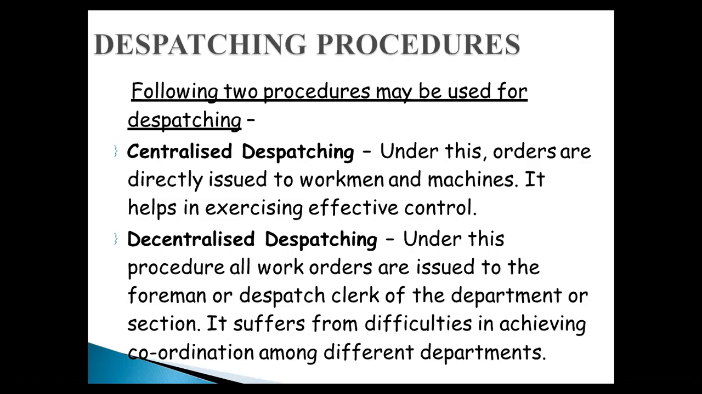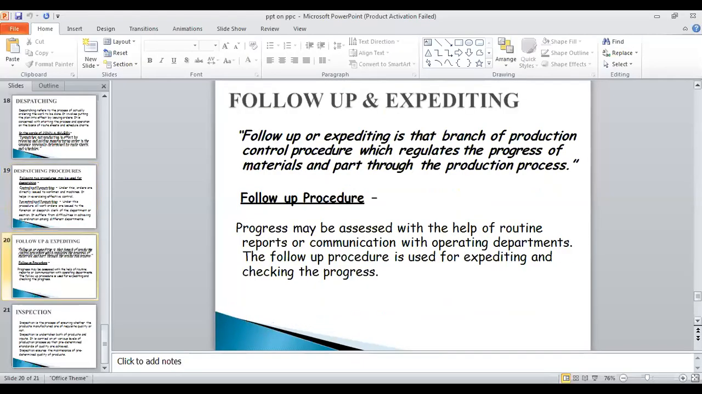Yes, the next one is follow up. Follow up means now we have to see whether everything is being done according to our production process, according to what we have thought. We have to follow up on that. Progress may be assessed with the help of routine reports or communication with the operating departments. The follow up procedure is used for expediting and checking the progress. We have to see whether the production is being done according to what has been standardized or not.